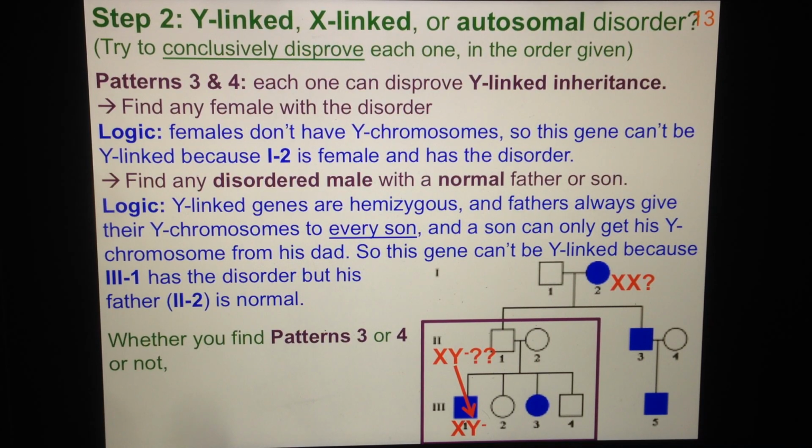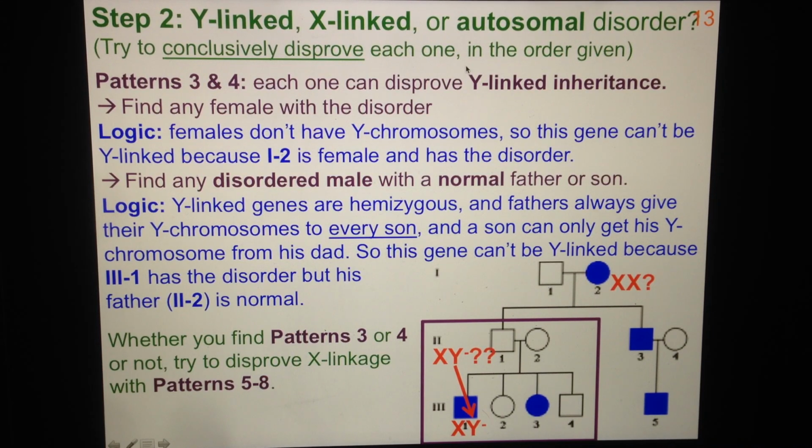So if you find pattern 3 or pattern 4, you've disproven Y linkage. You can cross it off the list. But whether you find pattern 3 or 4 or not, still move on to try to cross off X linkage. You have to cross off 2 of these to prove one of them.